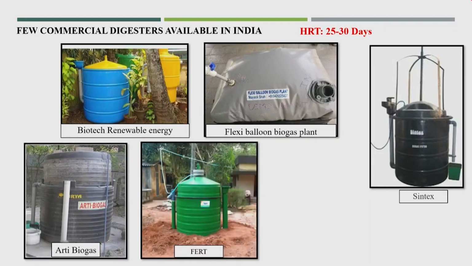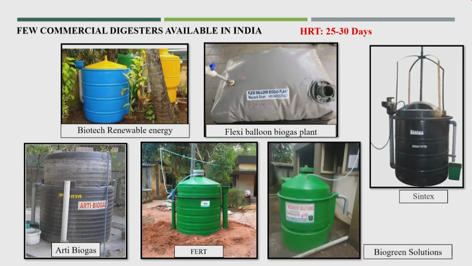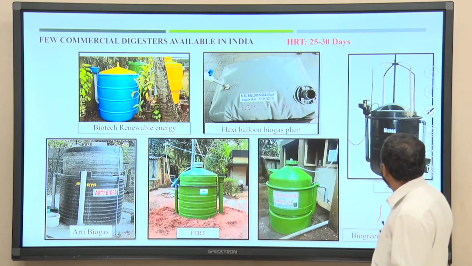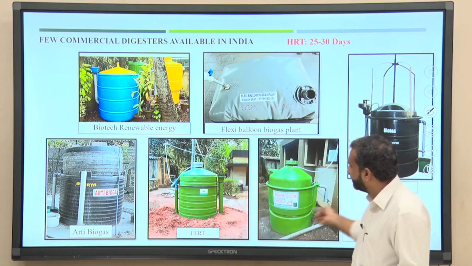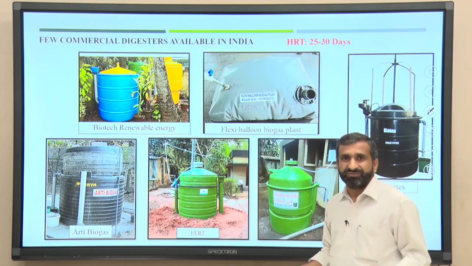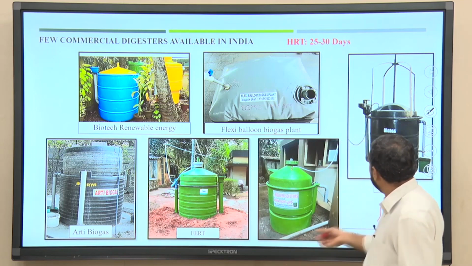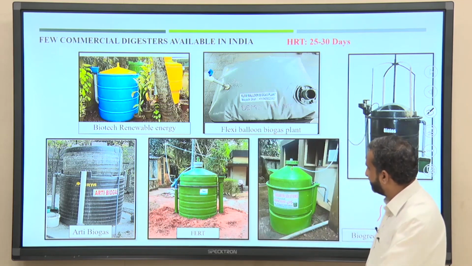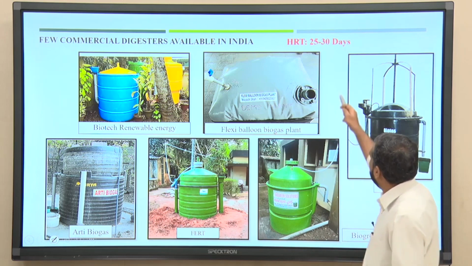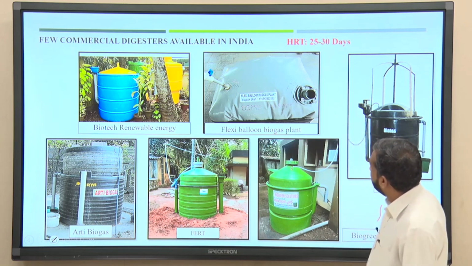This is Aarti Biogas. This is also FRP reactors, and this is Biogreen Solution. So, it is all kinds of reactors. If you see, the Biotech, Aarti, Biogreen and Syntex are almost a similar kind of reactor. Okay. So, almost all the reactors are floating dome reactors. Okay, and the size is almost 1 meter cube for all the reactors. But the only problem is that HRT is 25 to 30 days.